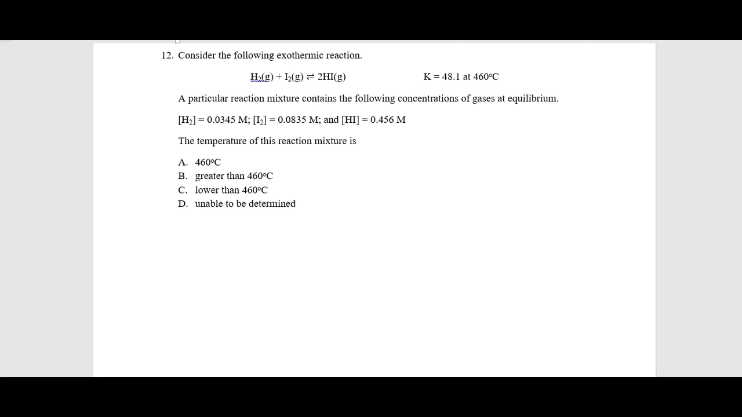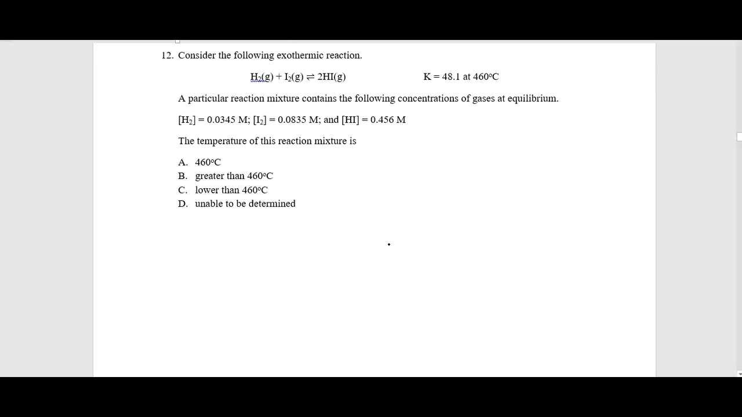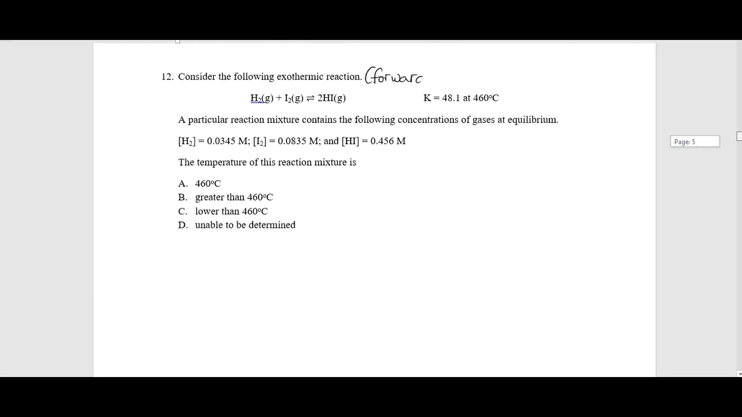Anyhow, question 12. So you have an exothermic system, and by exothermic I mean the forward reaction is exothermic. They always refer to the forward direction when they talk about these things, unless specifically stated otherwise. You have K and temperature.